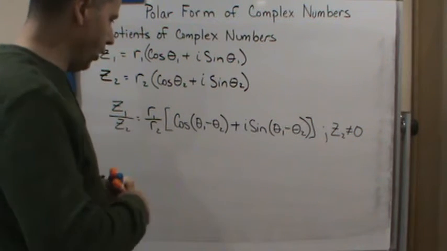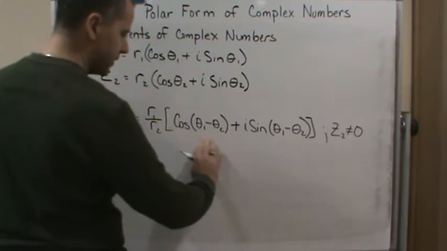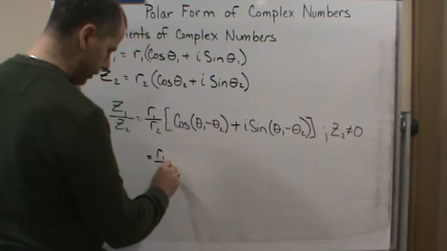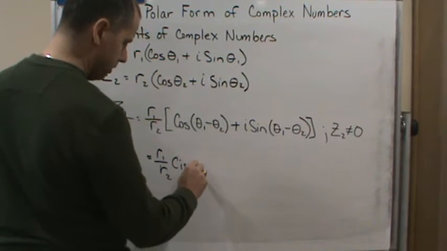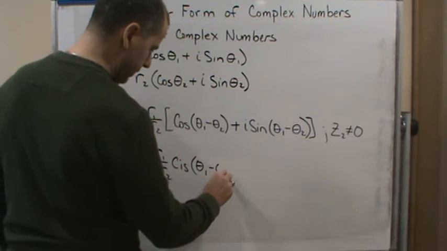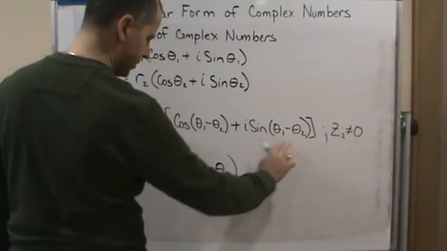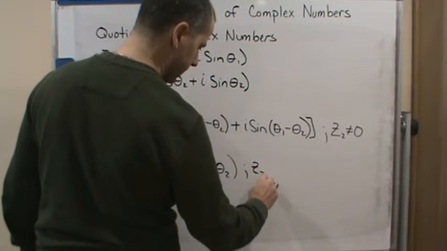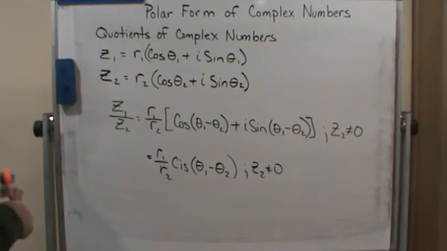Also, by the way, just so you know, the shorthand method, remember, this can be written as CIS. So another way to write this is R1 over R2, and it'd be CIS theta 1 minus theta 2. Okay, so remember, this is just the shorthand of this. And of course, we would just write Z2 cannot equal 0, of course. Okay. So now let's do an example.